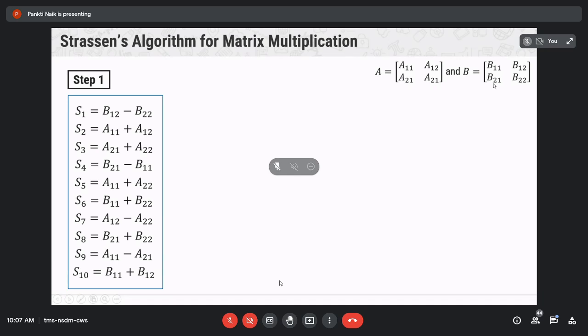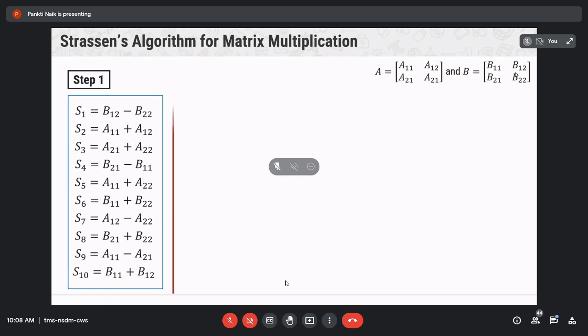And S4 is equal to first column subtraction. Same way, diagonal addition and diagonal subtraction. So A11 plus A22, B11 plus B22. Then A12 minus A22, then B21 plus B22. Then A11 minus A21 and B11 plus B12. You have to remember these equations.